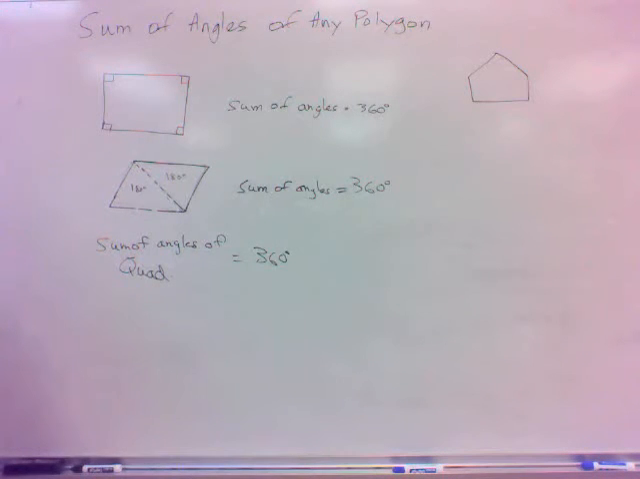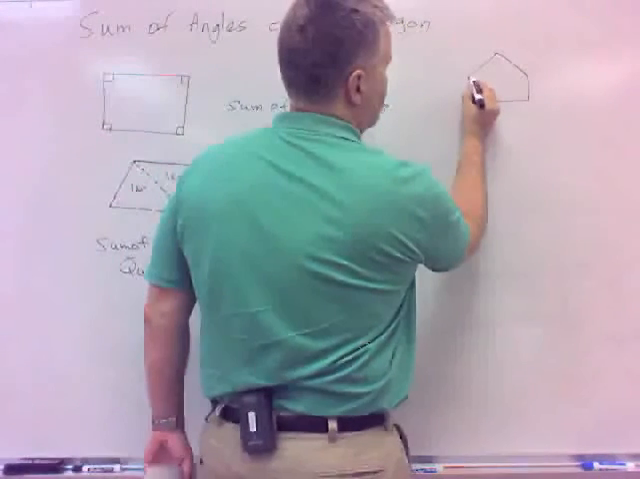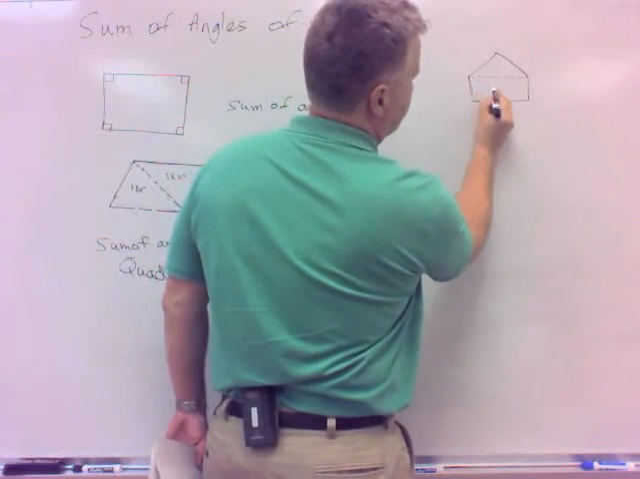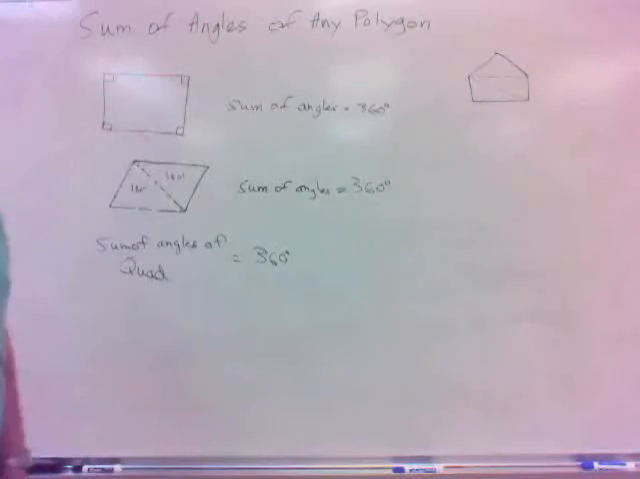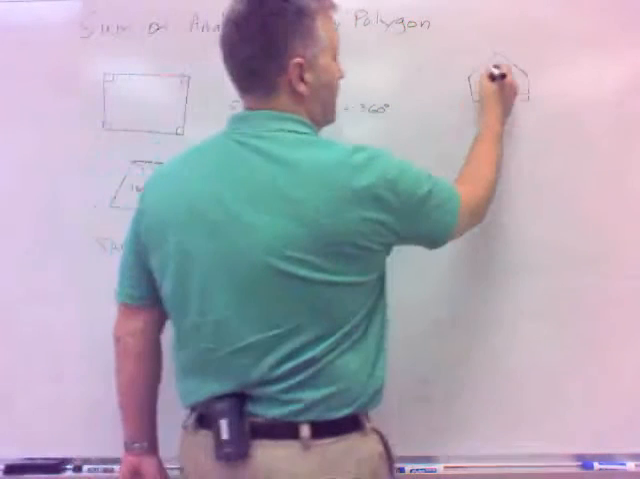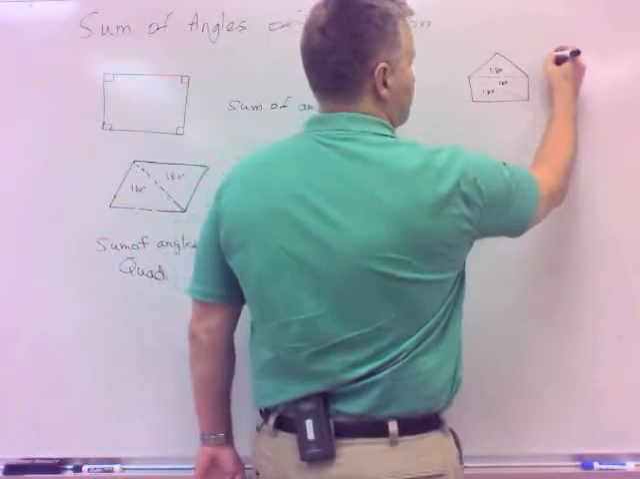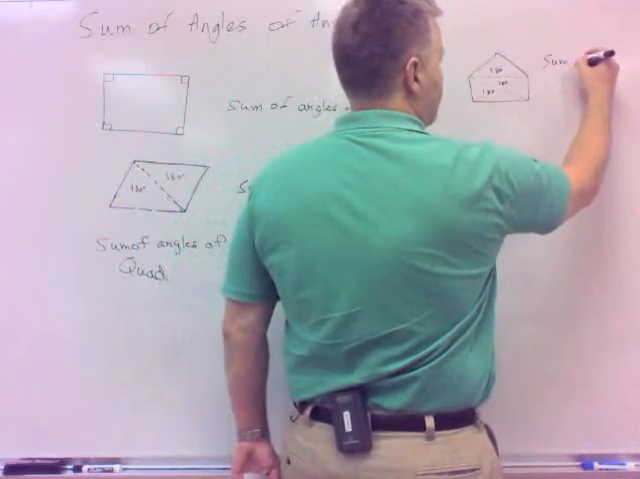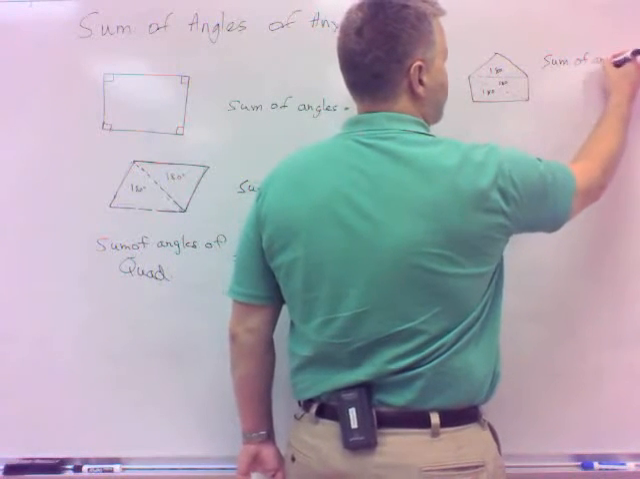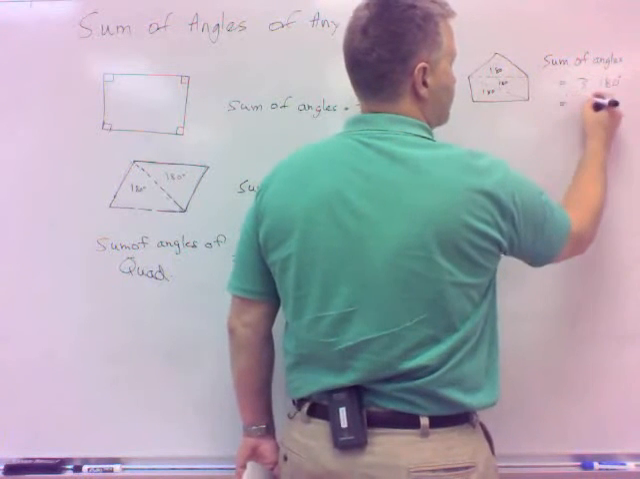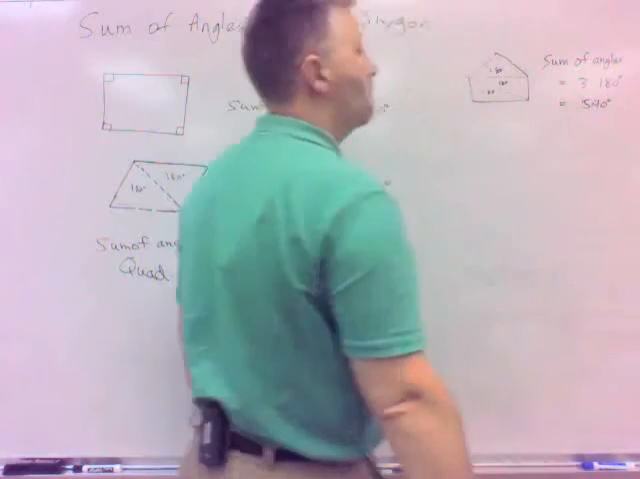Well, let's do the very same thing. Let's make some triangles here. Start here. There's a triangle. Now, the thing is I could connect up to another corner there and make a third triangle. But again, each of the triangles is 180, so I've got 180 3 times. So the sum of the angles here for this pentagon is 3 times 180, which is 540. Okay.